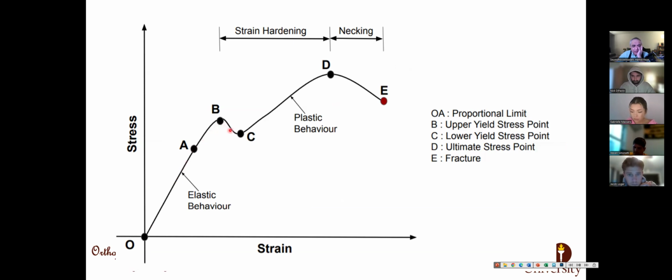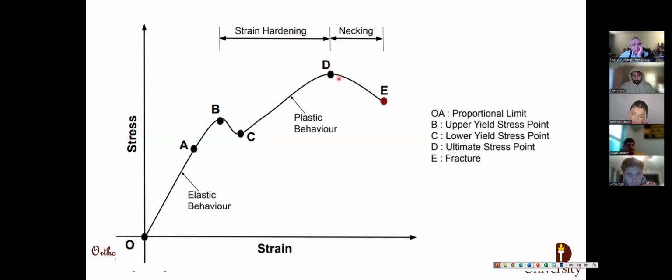When a material enters the plastic region after the yield point, it gradually becomes harder and harder. It means with the increase in stress, you have an increase in strain, but although the material is under plastic deformation, you need more stress to have more strain. This region is called strain hardening.